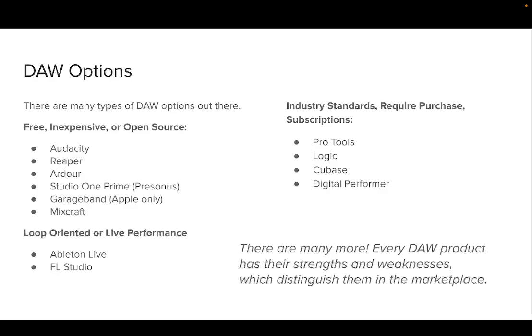This third category of industry standards, which require purchase or subscriptions, includes Pro Tools, Logic, Cubase, and Digital Performer. Pro Tools is widely known as the industry standard for recording studios. It is an excellent recording and editing software. However, it does not include a lot of loops, or it isn't necessarily focused on loop-oriented or live performance scenarios.